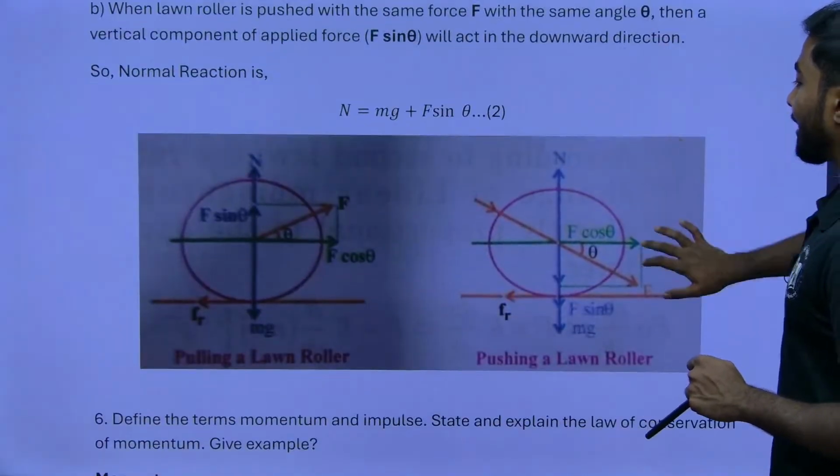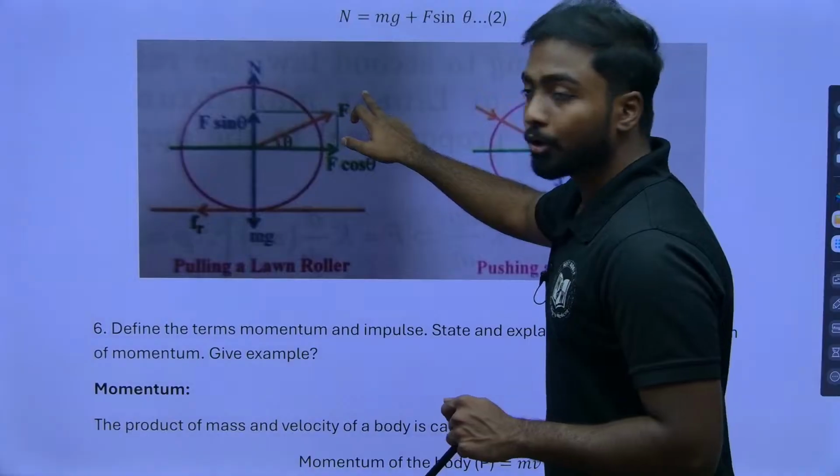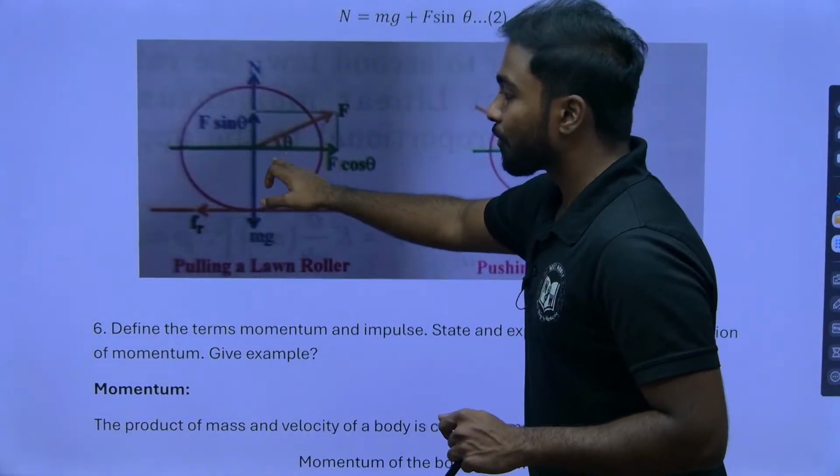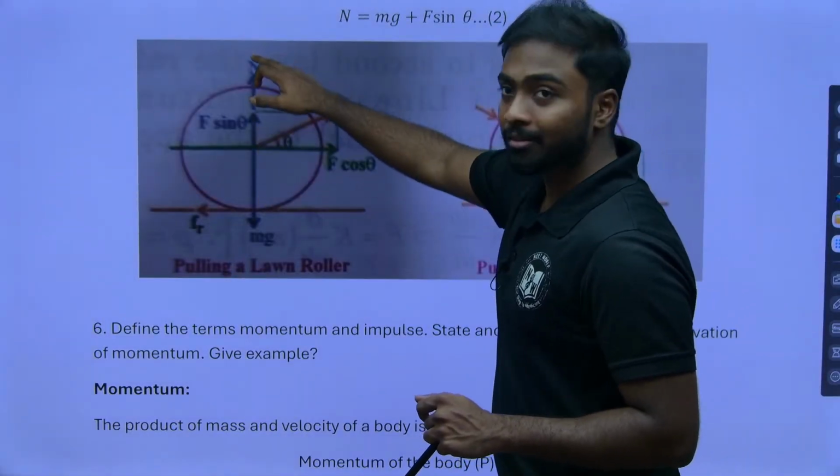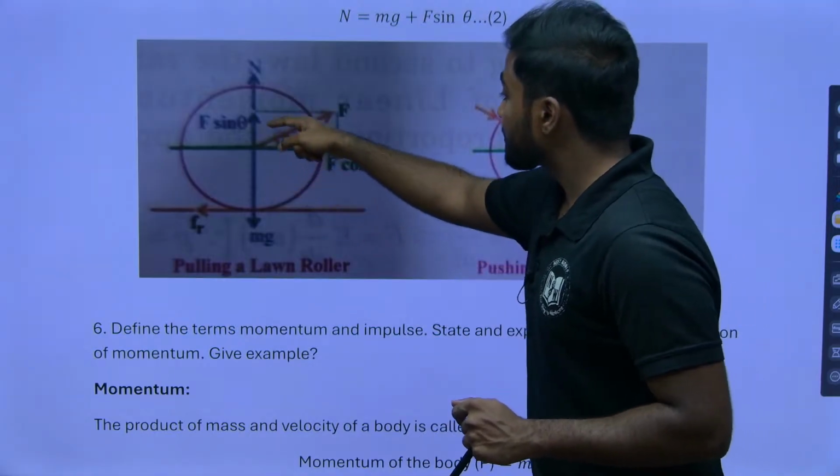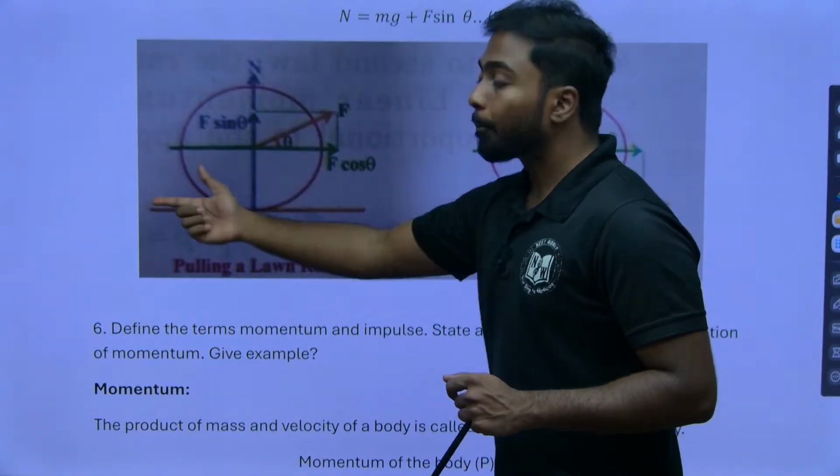So look at the diagram here. When we are pulling, the angle will be formed here. So this is sin theta, and this is my cos theta. This is my mg, and the friction will be in the opposite direction.